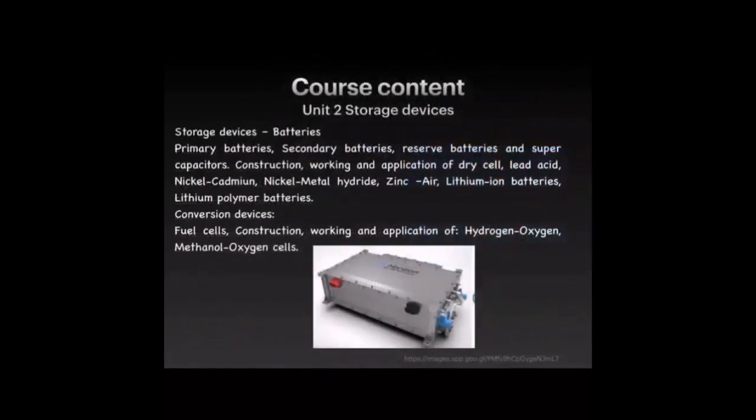Second unit is storage devices and conversion devices. In storage devices, we will study batteries. We will study differences between primary and secondary batteries, construction, working principles, properties, advantages, and disadvantages of both primary and secondary batteries. We will also study the conversion devices such as fuel cell, how to construct a fuel cell, what is the working principle behind the fuel cell, and what are the advantages and disadvantages of fuel cells. Also, we will study the differences between a battery and a fuel cell.